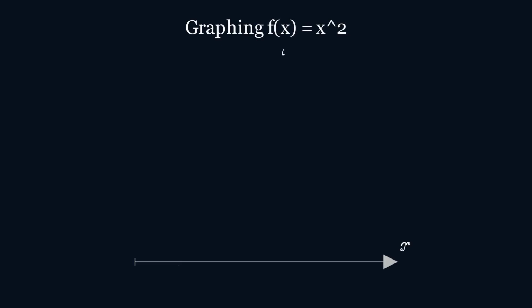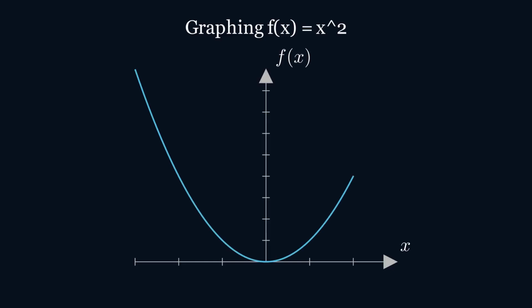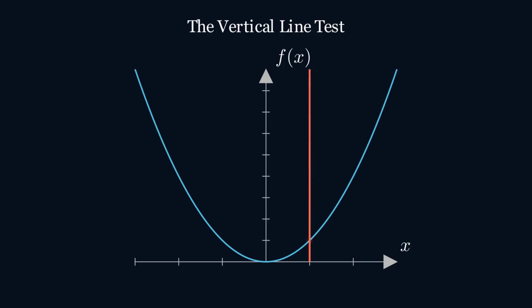Now let's graph a function, f of x equals x squared. Every point on this curve is one input paired with one output. Here's a quick way to check: the vertical line test. If any vertical line crosses the graph only once, it's a function.